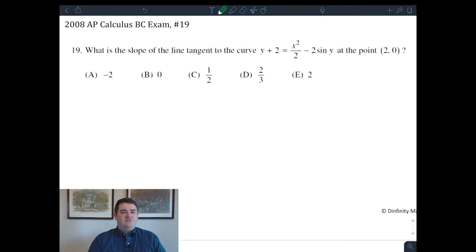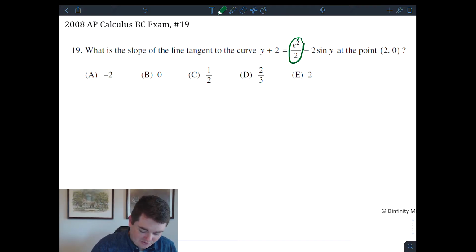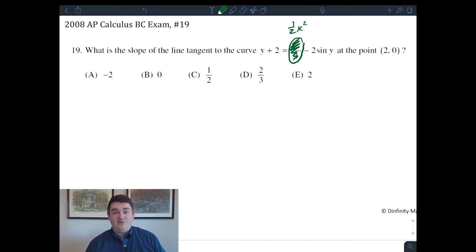And to finish off today, 2008 BC number 19: what's the slope of the line tangent to the curve y plus 2 equals x squared over 2 minus 2 sine y at the point 2, 0? One thing I want to point out before we get started, don't be tricked into thinking that you need to use the quotient rule right here, x squared over 2. I'm just going to rewrite x squared over 2 as 1/2 x squared. They're the same thing, but now you can easily see that that's a power rule derivative, not a quotient rule.